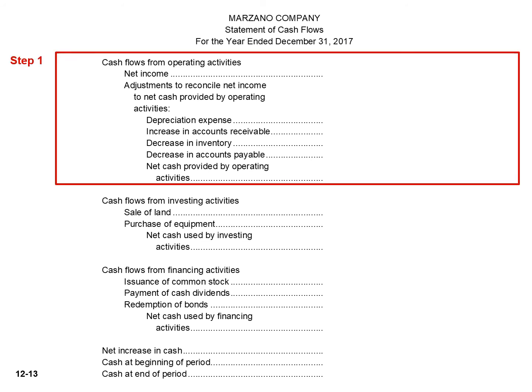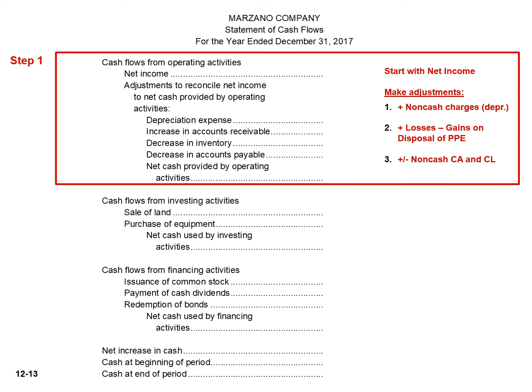Again, step 1, we're focusing on the operating section. You're going to start with net income, and we have 3 adjustments. We're going to add any non-cash charges such as depreciation. If we sold any property, plant, and equipment, we're going to add losses and subtract any gains. And then finally, you're going to look at the change that occurs in either non-cash current assets or current liabilities and either add or subtract that to net income. Step 1 is focused on the operating activities section.